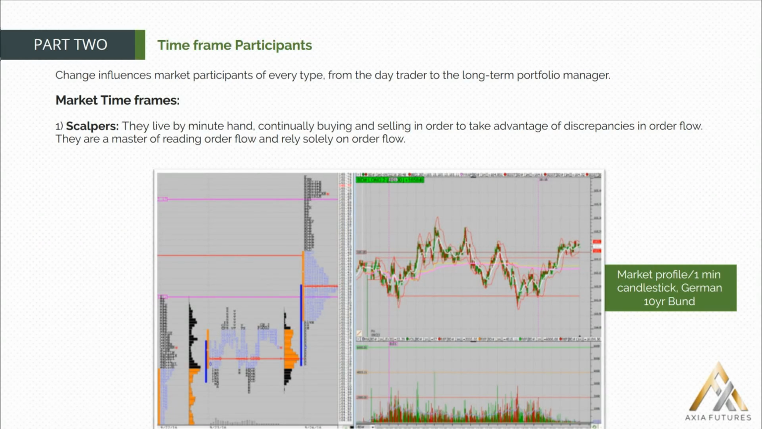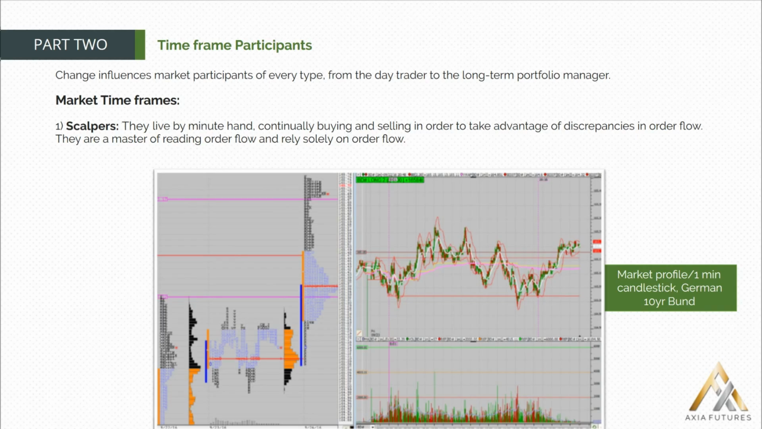Now that we've spoken about the various key participants in the market, let's talk a little bit more briefly about the various time frame participants that you can find in the financial markets. The most important thing to understand about time frame participants is change. What do we mean by change? Change influences market participants of every type, from the day trader to the long-term portfolio manager.